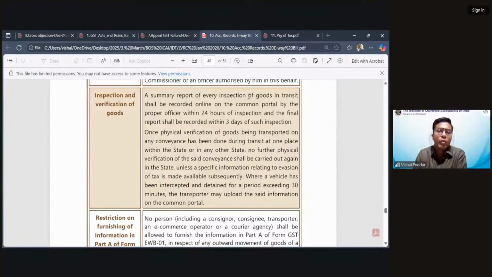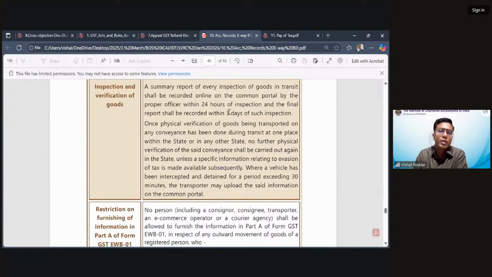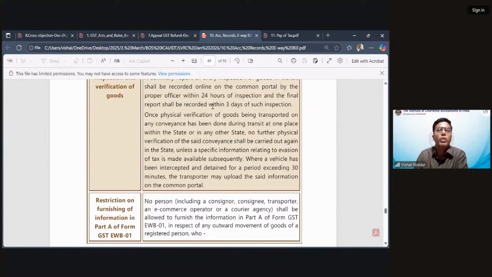Inspection. A summary report of every inspection of goods shall be recorded online on the common portal by the officer within 24 hours of inspection. So if he is inspecting any goods, then within 24 hours of inspection, he should report this on the online portal, and the final report containing all the details of inspection as to the number of goods which were found, whether matching with the invoice and e-way bill or not, all these things have to be uploaded within 3 days of such inspection.